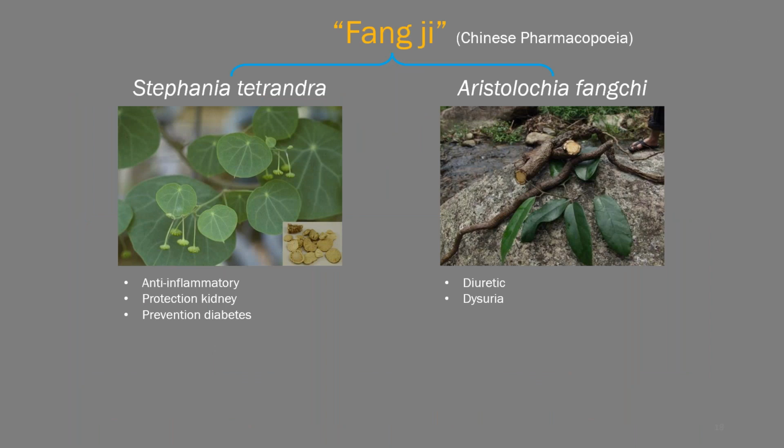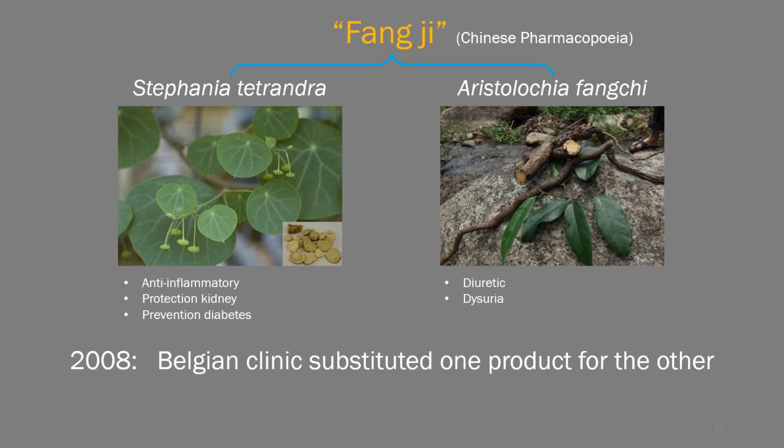Fangji is one of those pinyin names I mentioned at the top of the talk. It's used in the Chinese pharmacopoeia, the English version, to refer to 2 different herbal drugs based on different species, different purposes, used in very different concentrations. Tragically, in 2008, a Belgian clinic substituted one of these products for the other, and 105 people ended up with renal failure and on dialysis for the remainder of their lives. And this incidence is just one.